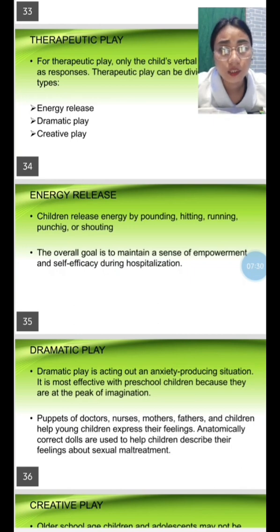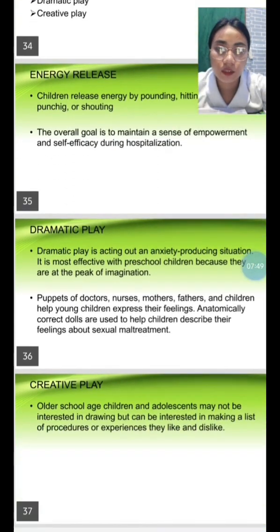Hitting, running, punching, or shouting. The overall goal is to maintain a sense of empowerment and self-efficacy during hospitalization.